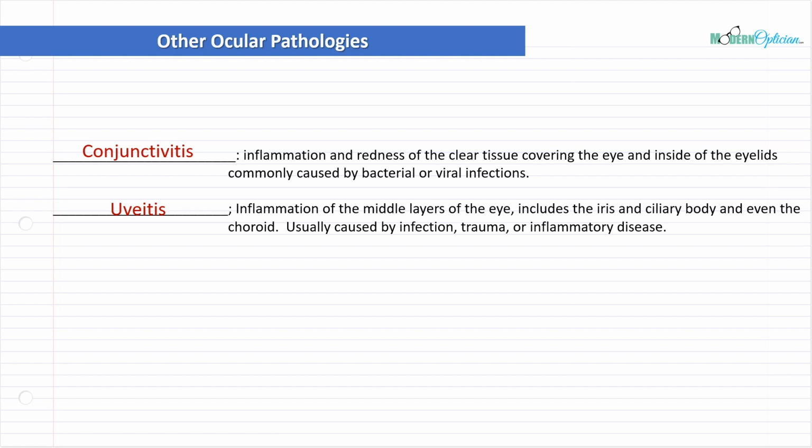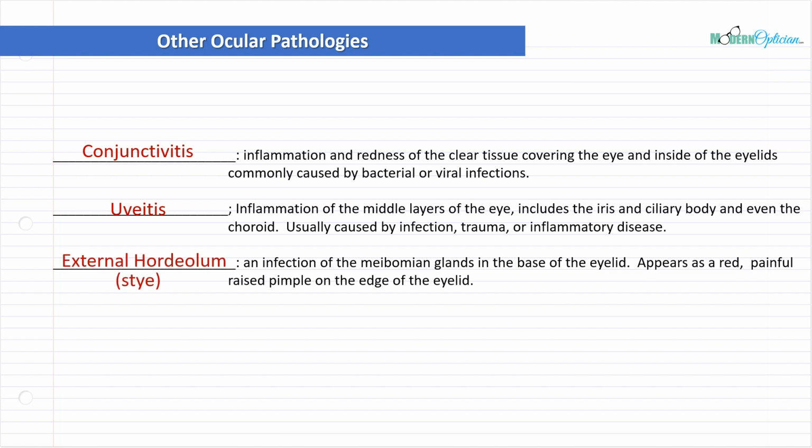So again, because conjunctivitis and uveitis look similar at first glance, you don't know which one it is necessarily right off the hop. So very, very important to once again refer, right? So external hordeolum, commonly referred to as a stye, is the infection of the meibomian gland in the base layer of the eyelid. Appears as a red, painful, raised pimple on the edge of the eyelid.